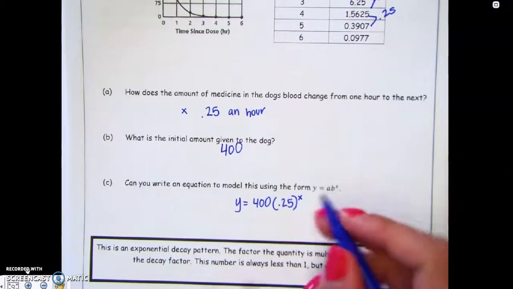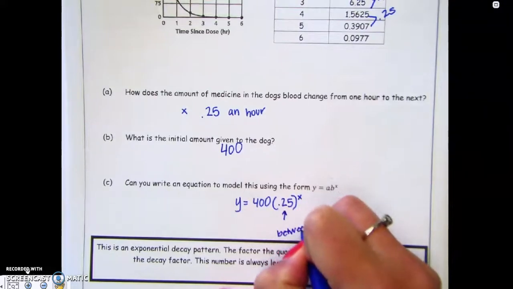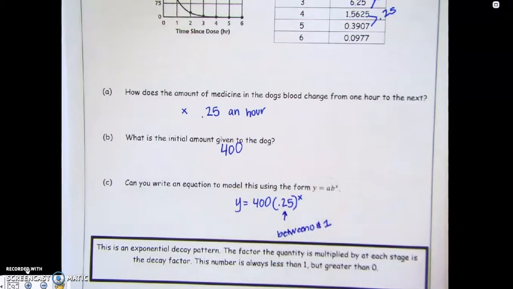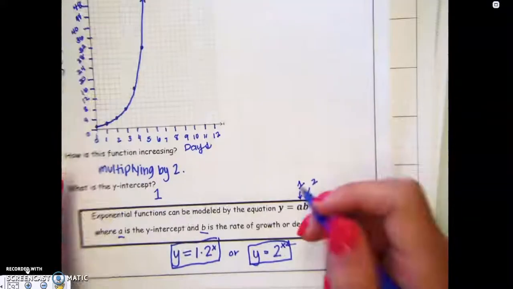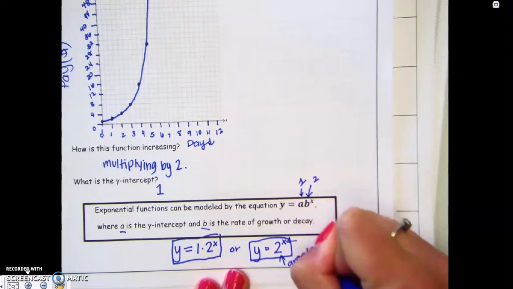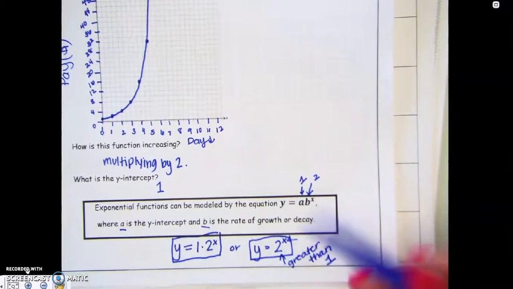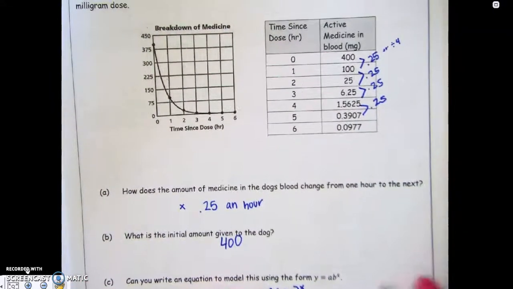In a decay function, your rate will be between 0 and 1. It will always be a decimal, okay? In a growth function, it will be greater than 1. So if you look at our other one, this was greater than 1. So in a growth function, your factor will be greater than 1. In a decay function, you'll be less than 1. So let's look at a couple examples.